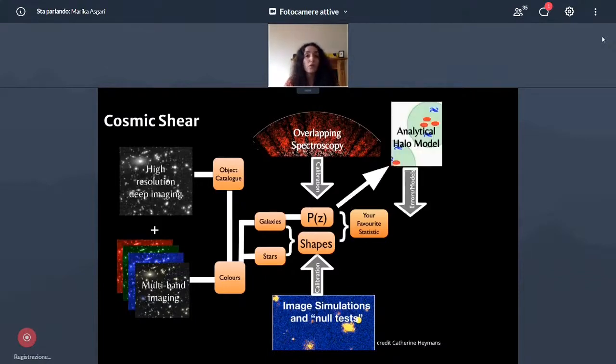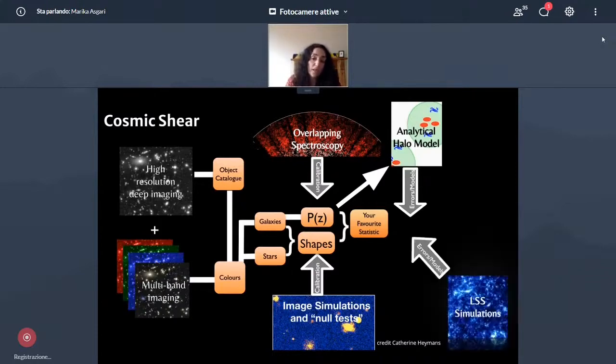And for that, we can use analytical models like the Halo model. We use the same method to calculate the covariance of the data, or we can use simulations like N-body simulations. And for both of these, we need the input from here, so we need to know what is the redshift distribution of galaxies to be able to predict the signal. And then once we have all these ingredients, we can get our likelihood.